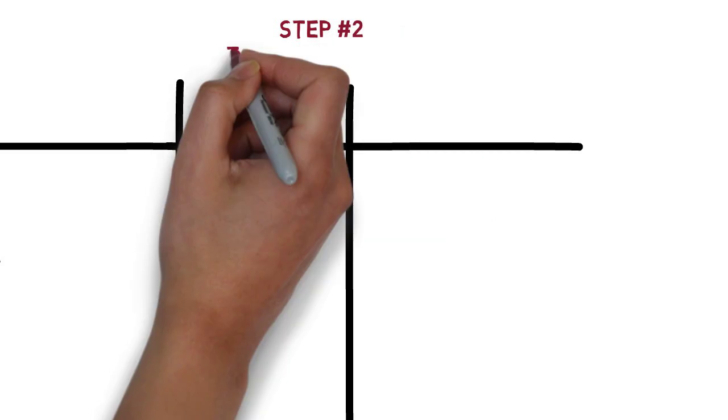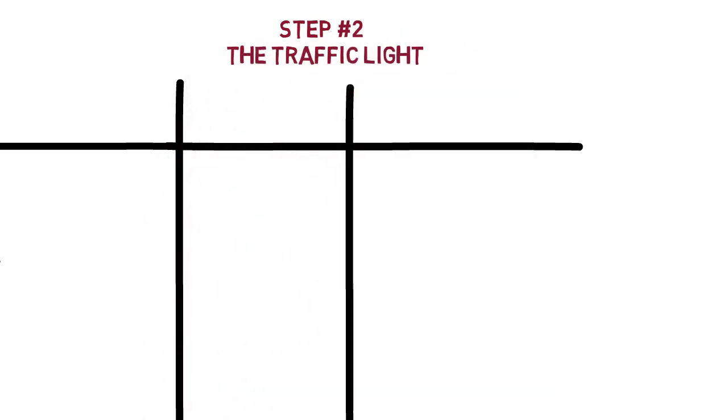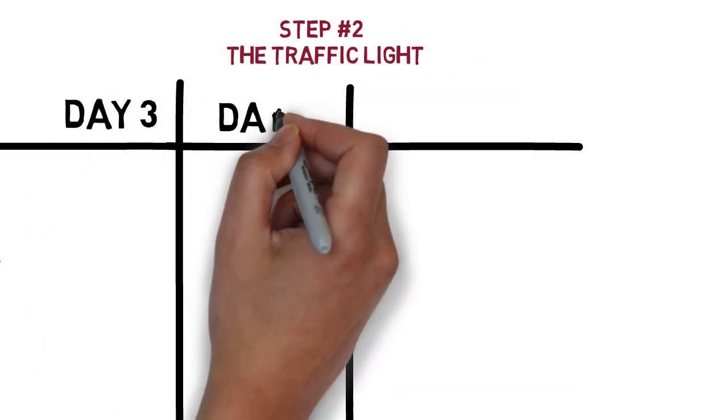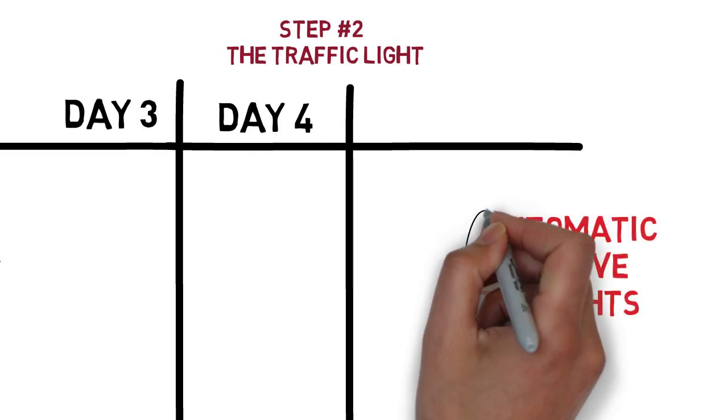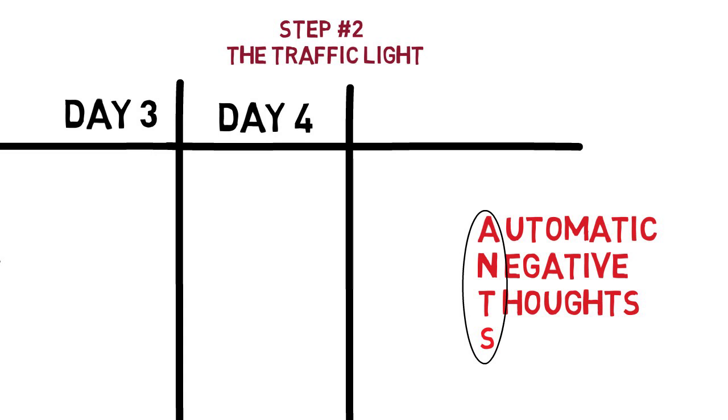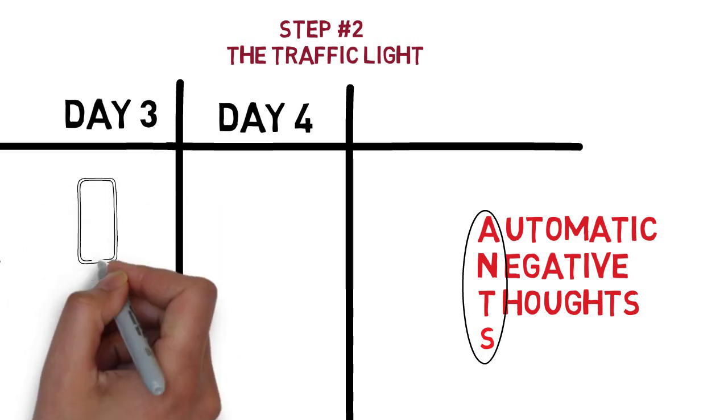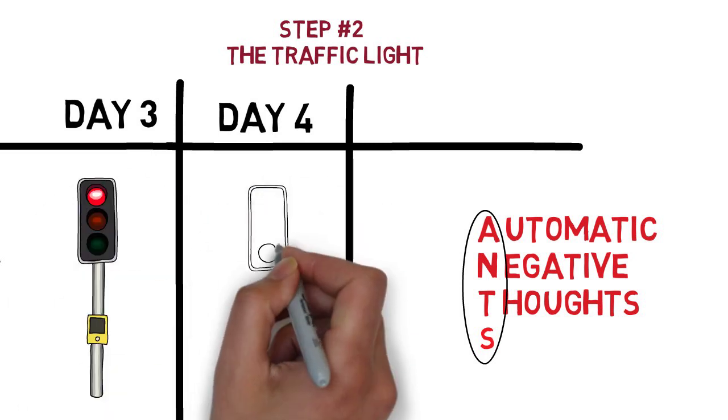How to deal with negative thoughts and anxiety. Step 2. The traffic light. After you spent a couple of days becoming aware of your automatic negative thoughts, let's call them ants from now on as a short, we move on to the good stuff. Now for the next 2 days you keep being aware of your ants, but now we're going to add the traffic light. Stay with me here.